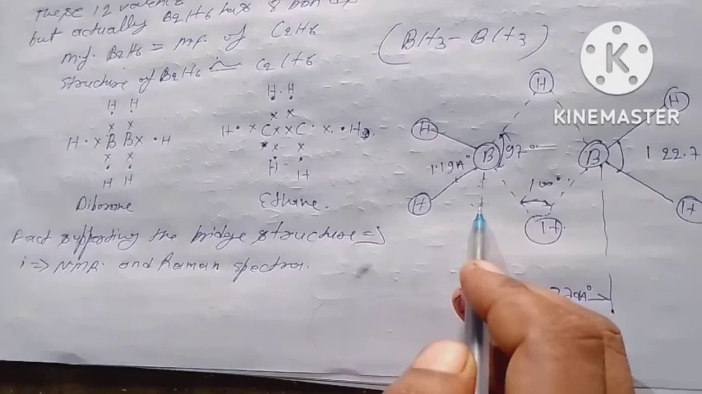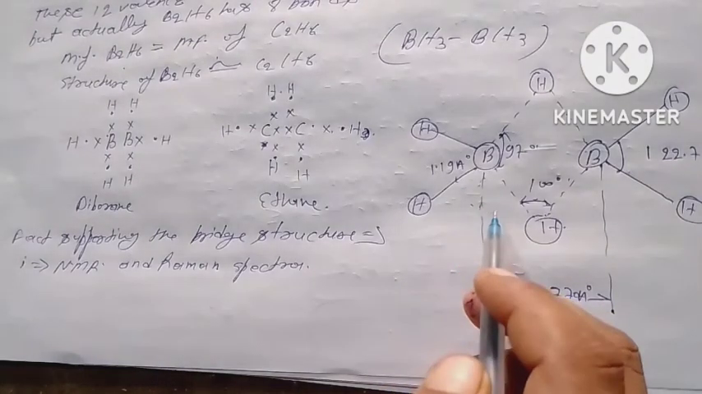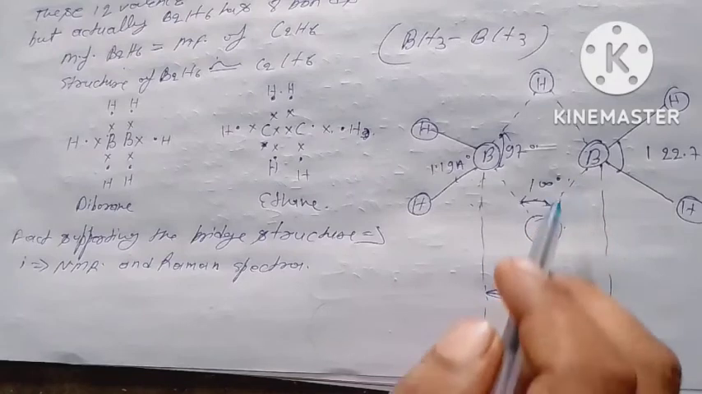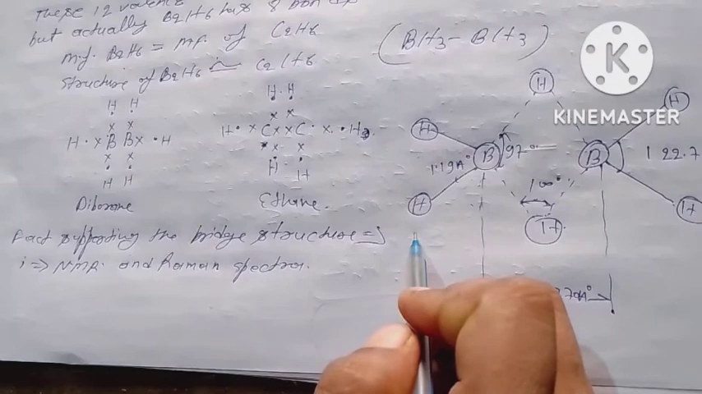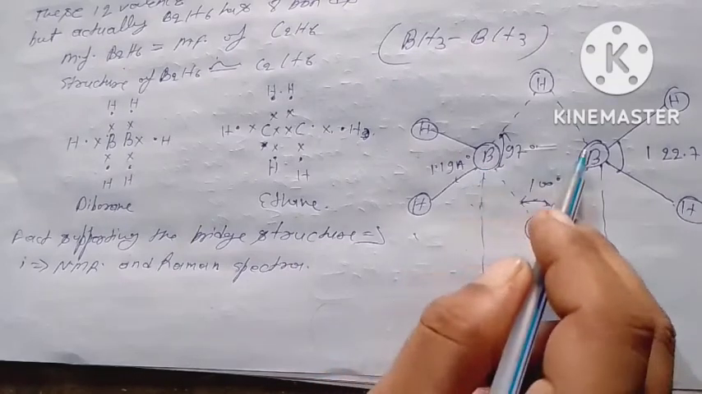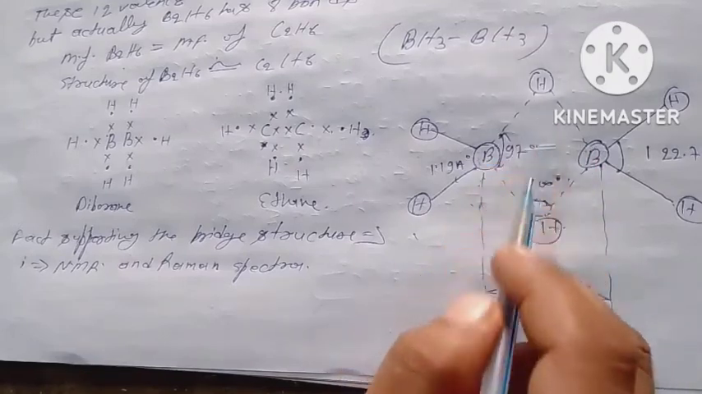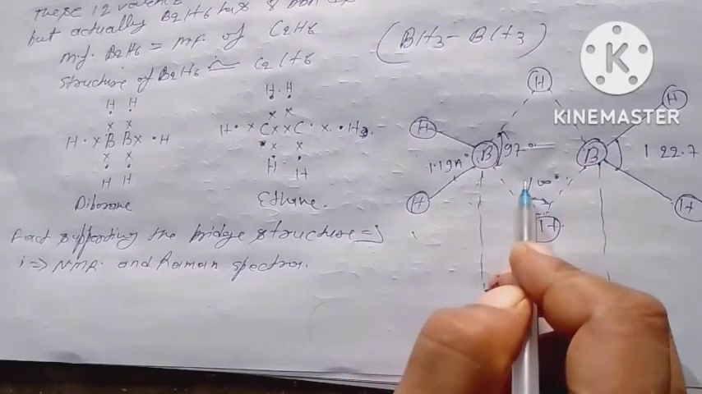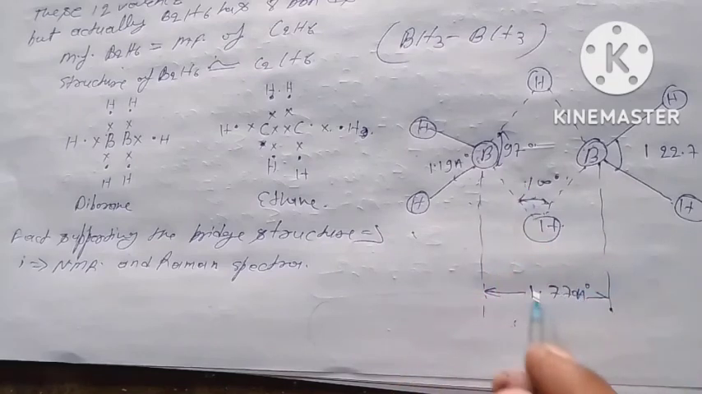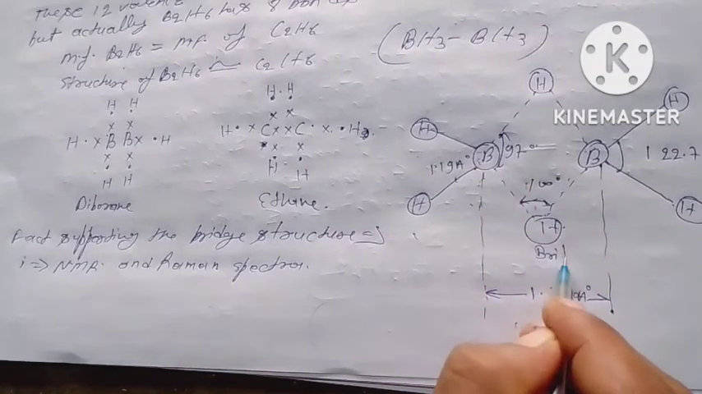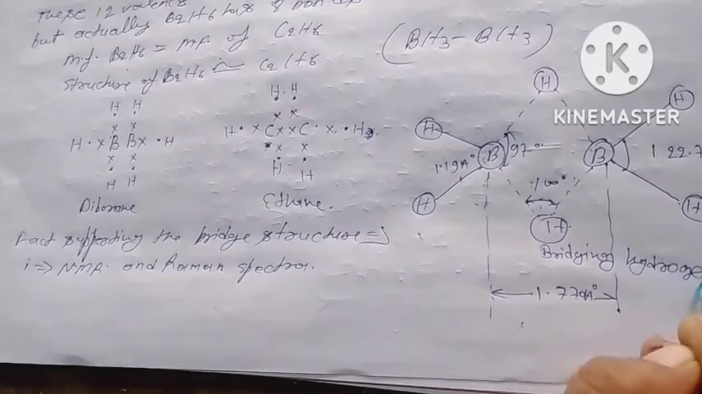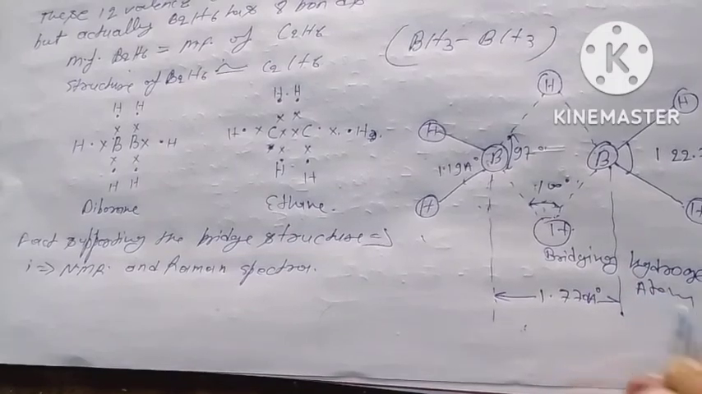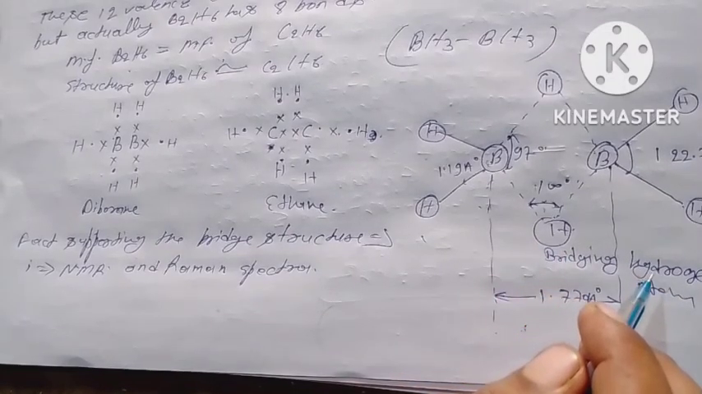The 4 hydrogens of the same type, which lie at both ends of the structure, are called terminal hydrogens. The other 2 hydrogen atoms, which lie between the boron atoms, are called bridging hydrogen atoms. This is a bridging hydrogen atom. Okay, this is also known as bridging hydrogen.